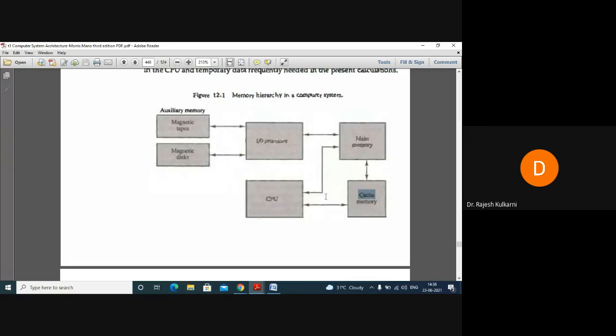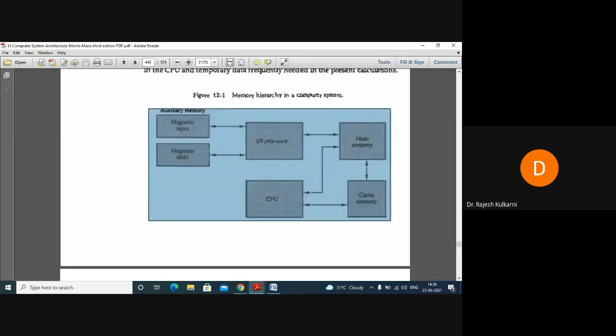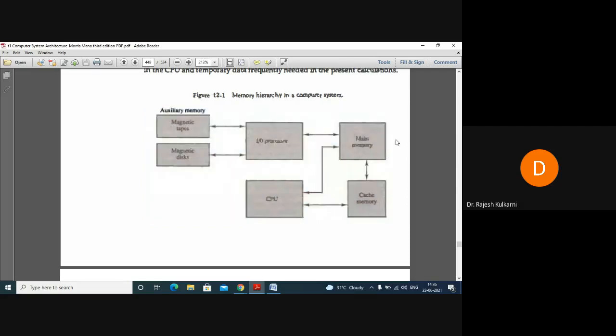Now from here, the CPU will be fetching one instruction, one data, and it will be doing the execution and sending it back. CPU doesn't know the difference. The job of the CPU is to execute the program and take the data and instructions from the memory.